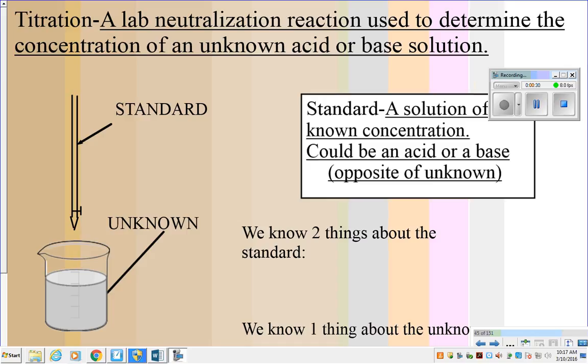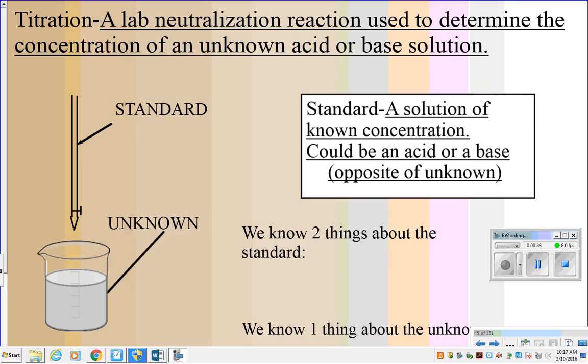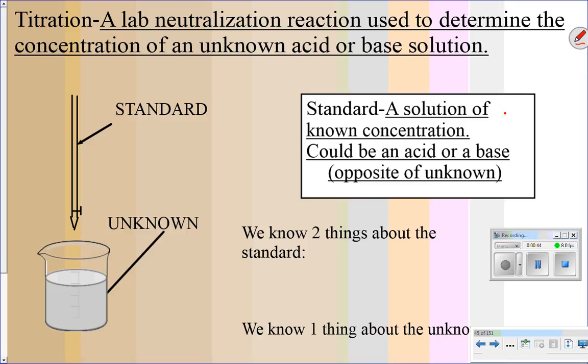determine concentration. In titration, you're going to have a standard solution. A standard solution is a solution of known concentration. And that concentration, as usual, will be given in molarity. It could be an acid or a base. It depends on what our unknown is, which we choose.